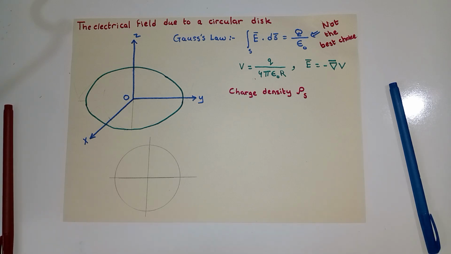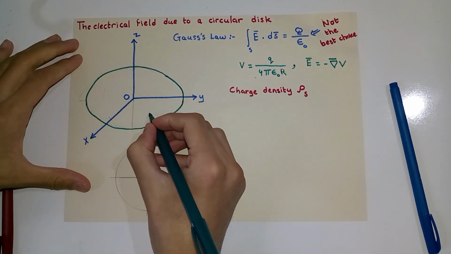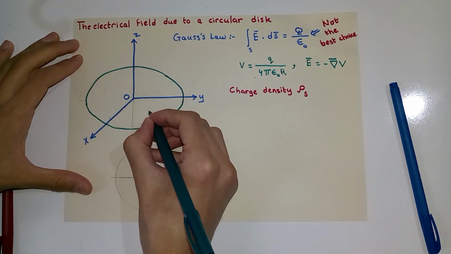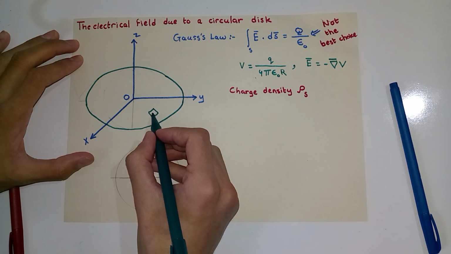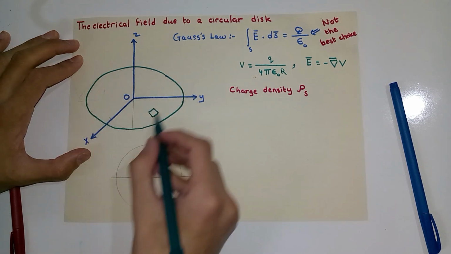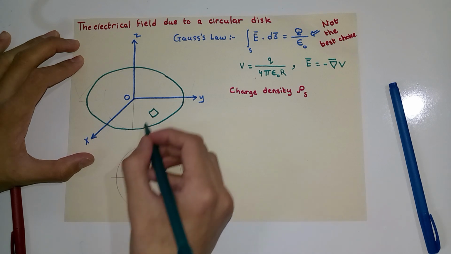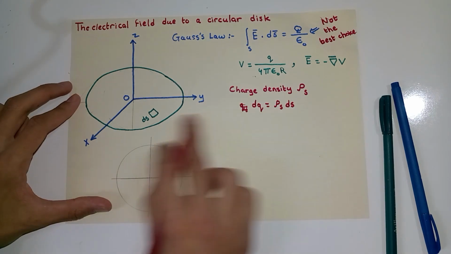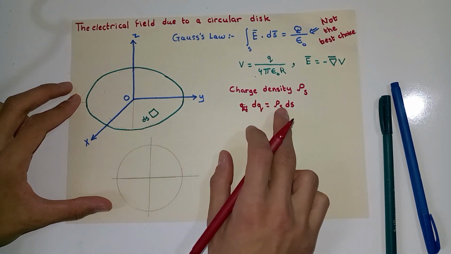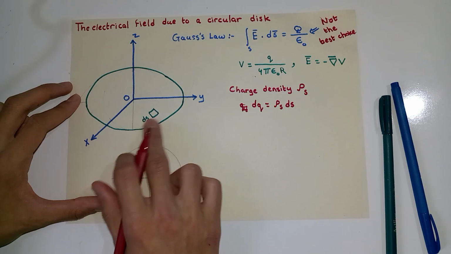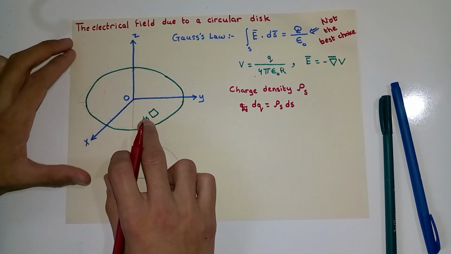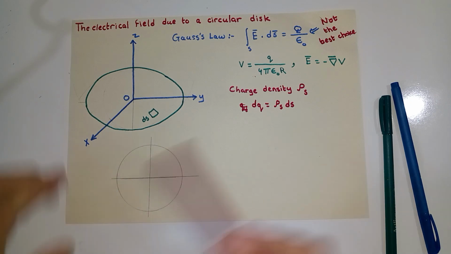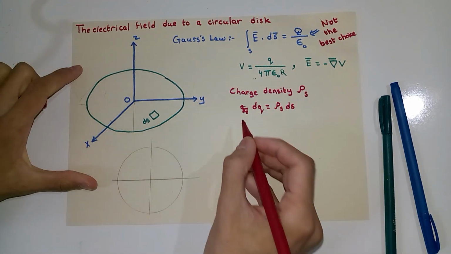I am going to take a small piece from the surface of this disk. This piece you see here is the small differential surface from the whole surface of this disk, and I'm going to call it ds. Okay, the charge due to this small differential area is equal to the charge density times the area of this small surface, and let us substitute this inside this equation.